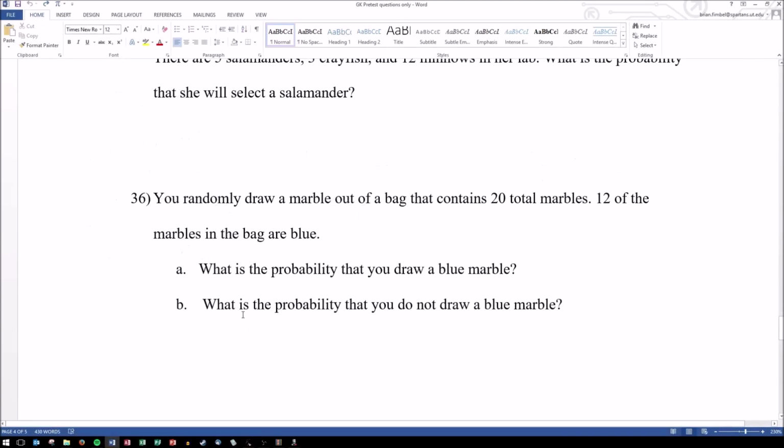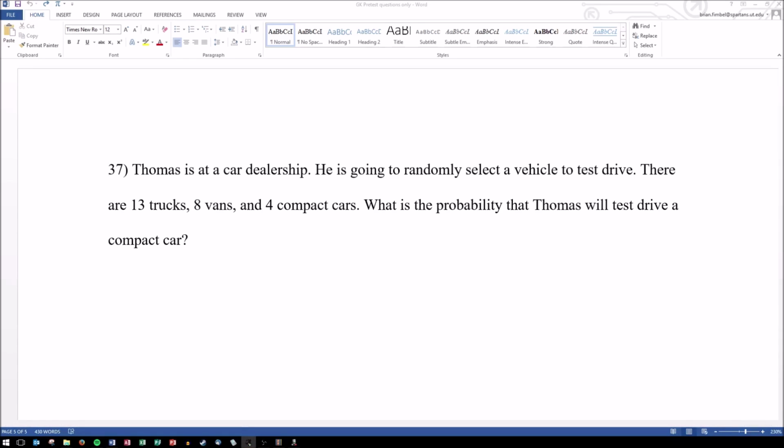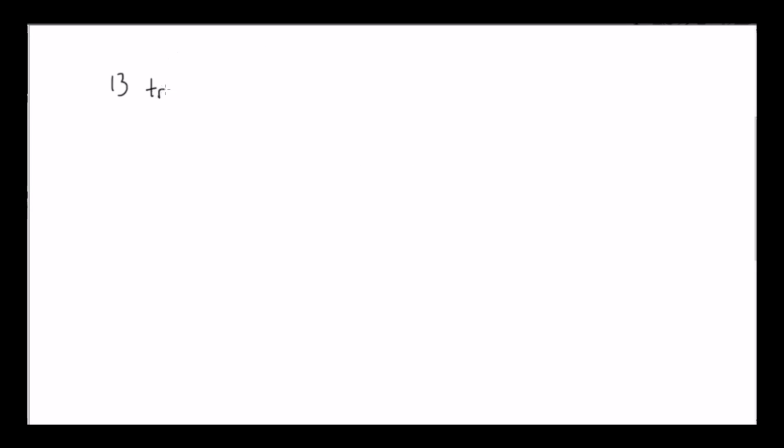All right, let's switch back over and see what number 37 looks like. Thomas is at a car dealership. He's going to randomly select the vehicle to test drive, and there are 13 trucks, 8 vans, and 4 compact cars. What is the probability that Thomas will test drive a compact car? Well, we have 13 trucks, 8 vans, and only 4 compact cars. So we have 25 total.